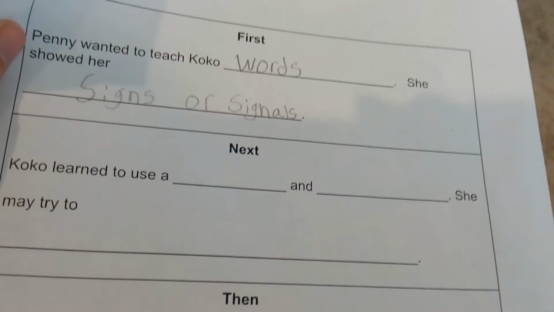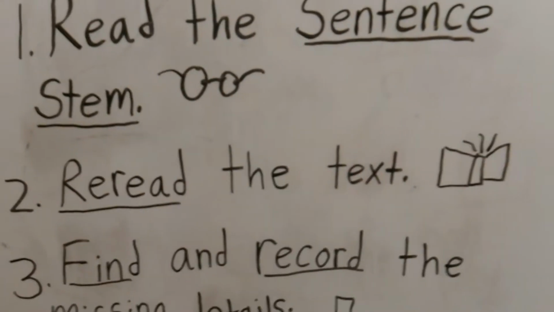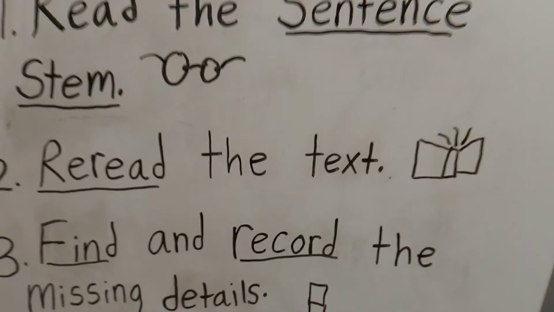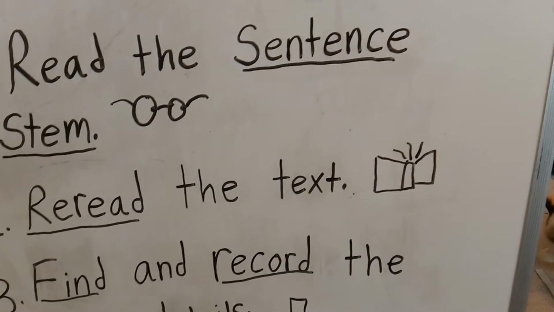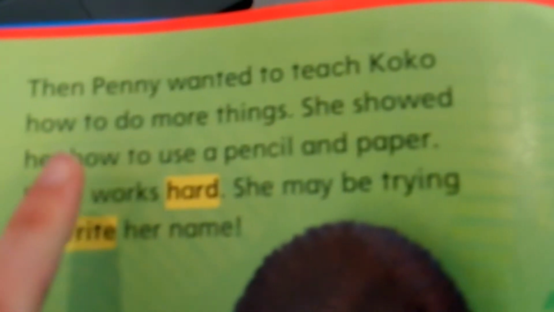So now, we are ready for step 2. And together, we need to reread the what? Reread the text. So, in your packets, we're going to head on over and we are going to go to page 134. And on that page, you'll see Koko with paper and a pencil. And together, let's reread that text.